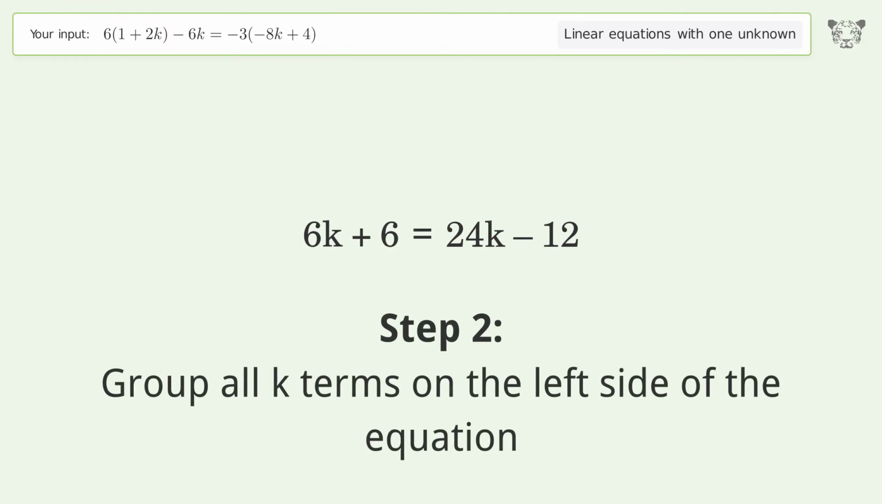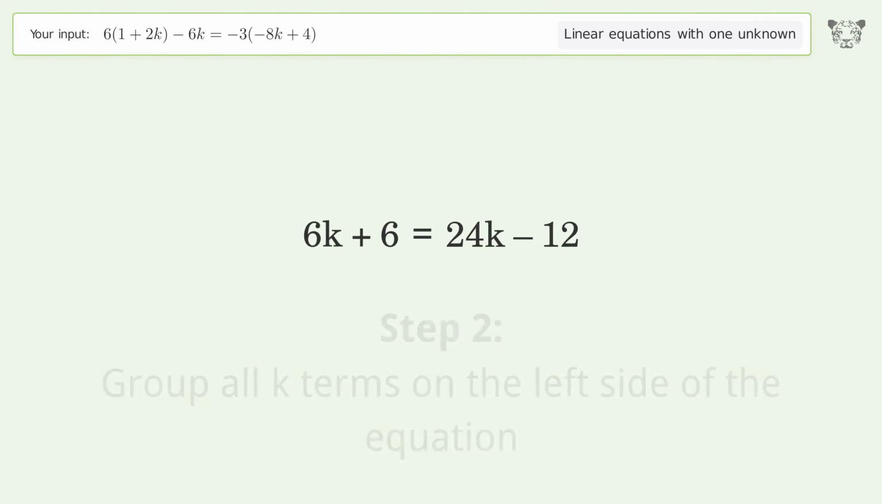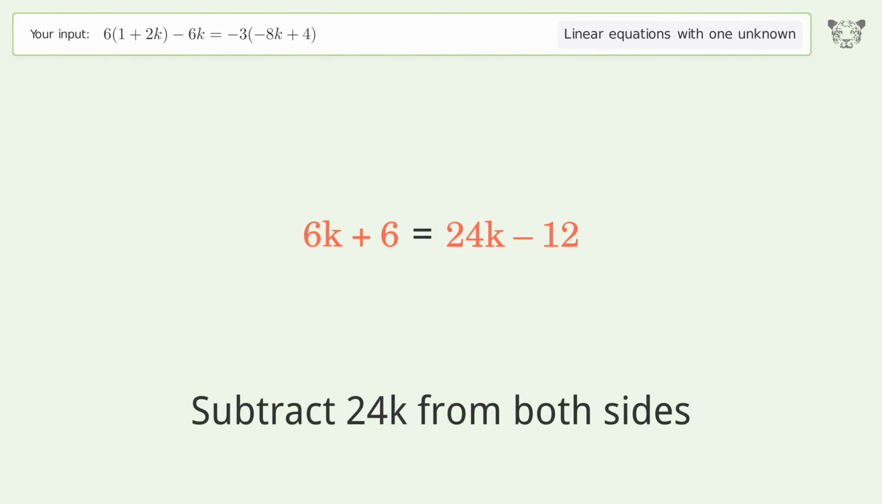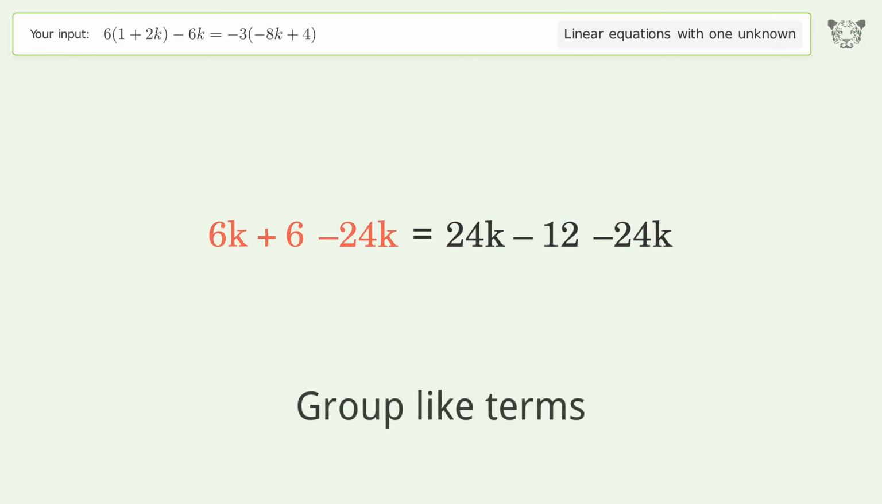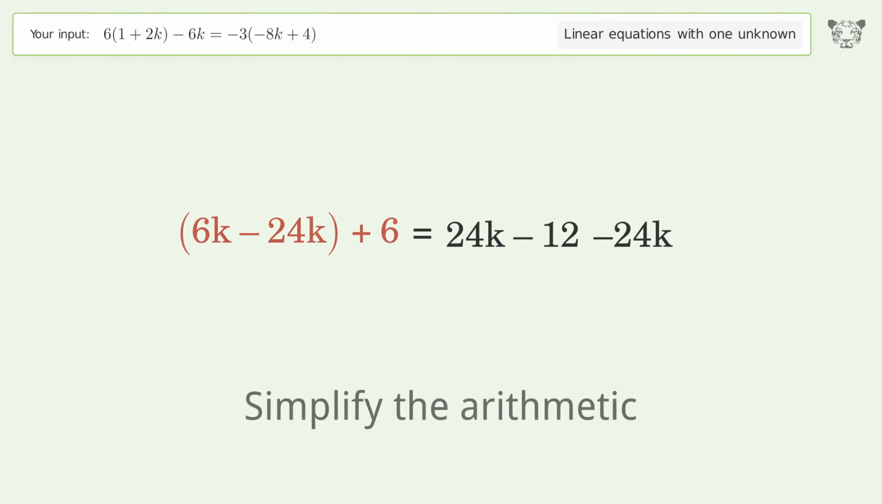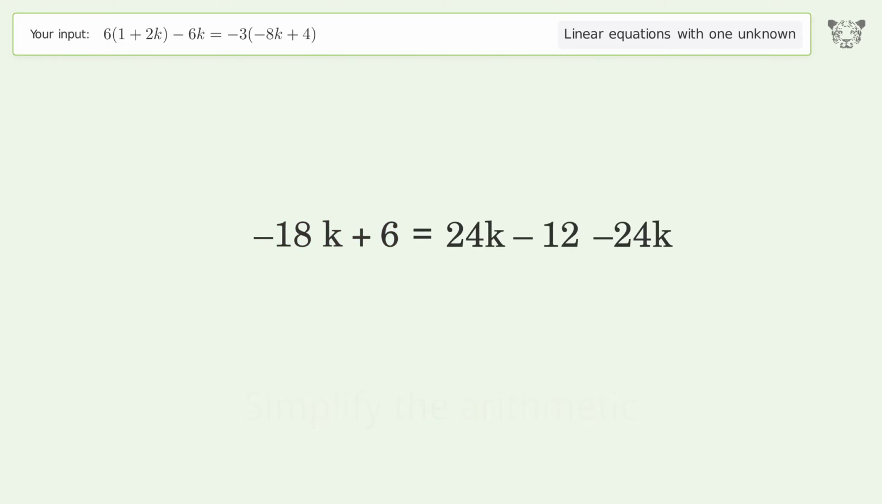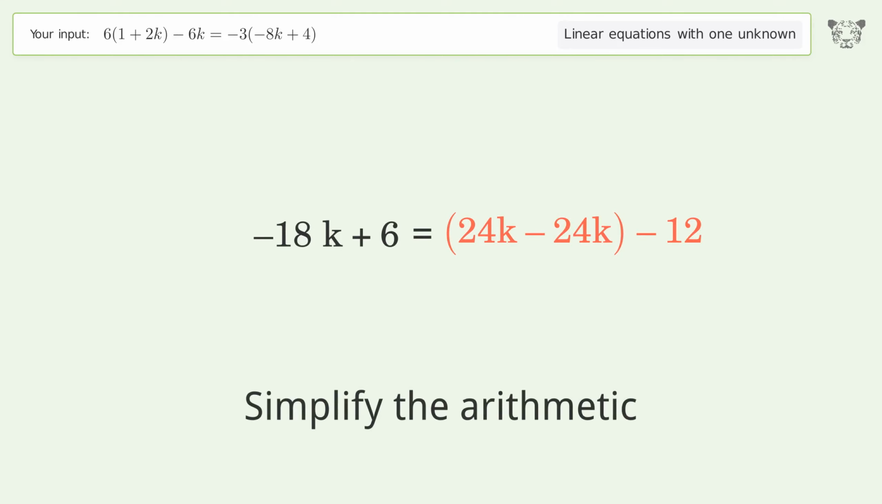Group all k terms on the left side of the equation. Subtract 24k from both sides. Group like terms. Simplify the arithmetic. Group like terms. Simplify the arithmetic.